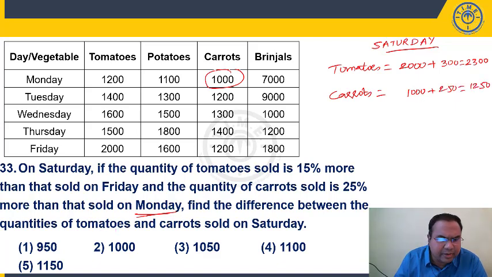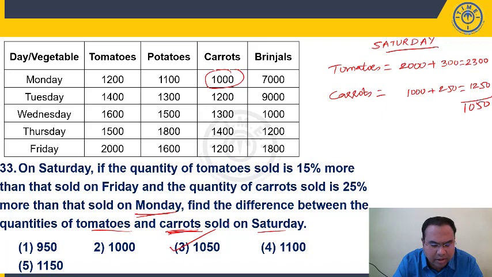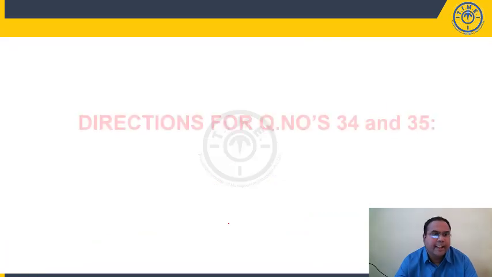So find the difference between quantities of tomatoes and carrots sold on Saturday. In your exam, maybe it has given us potatoes, just make a correction. So it is carrots, students, tomatoes and carrots. So if you subtract, we'll get 1050, the difference. 1050 is present in third option, students.